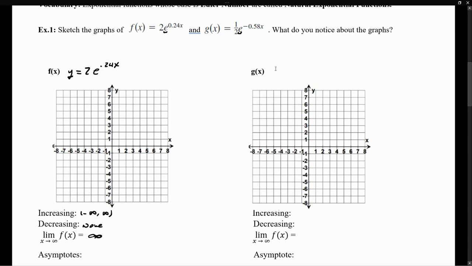But now let's take a look at g of x, where again, g of x is a natural exponential function, but now notice that we have a negative exponent.